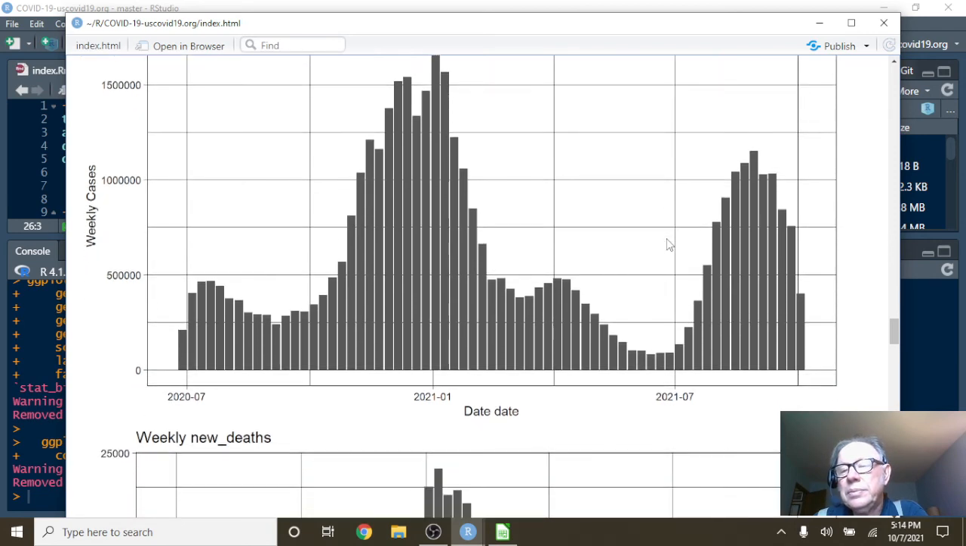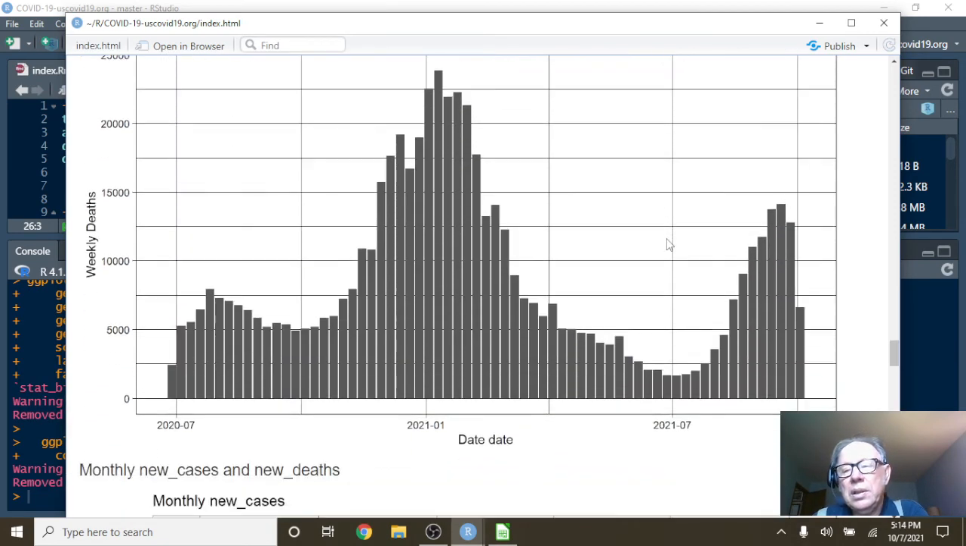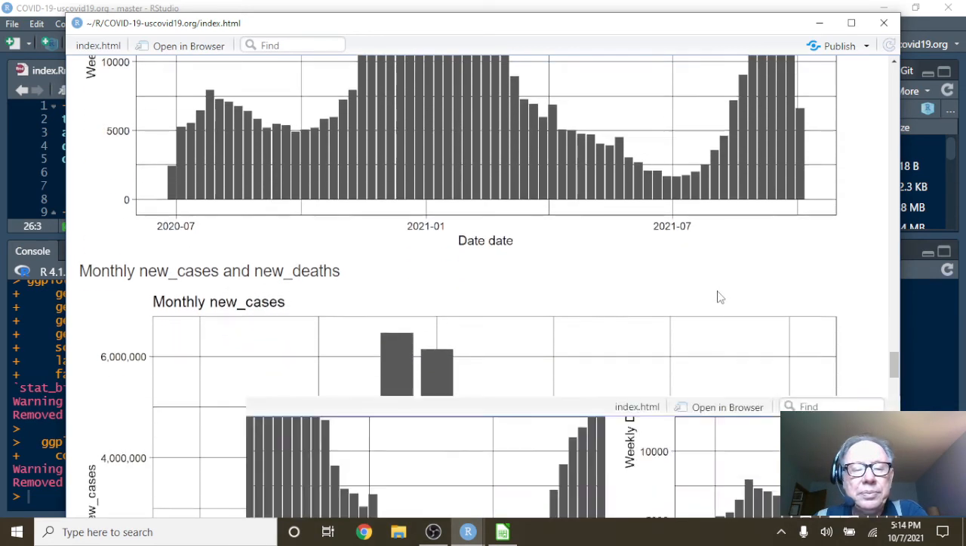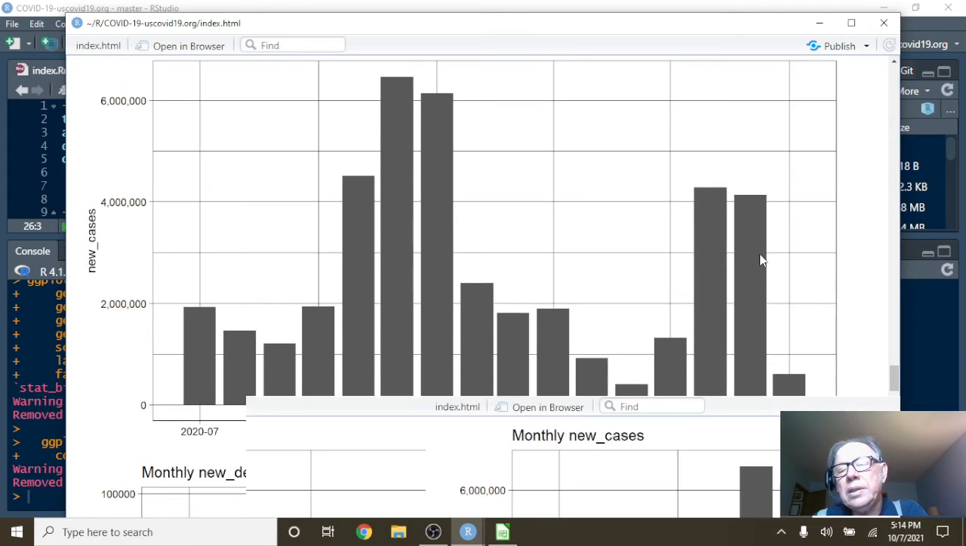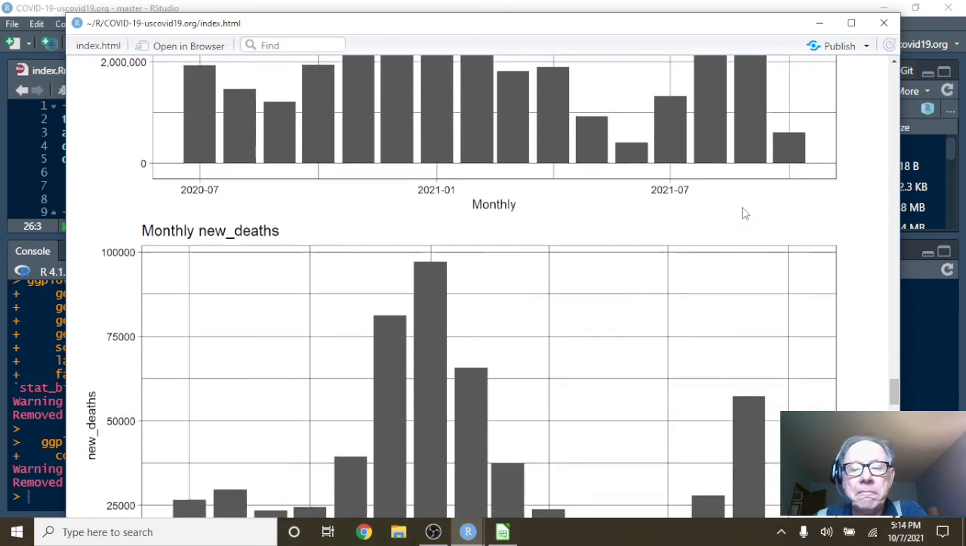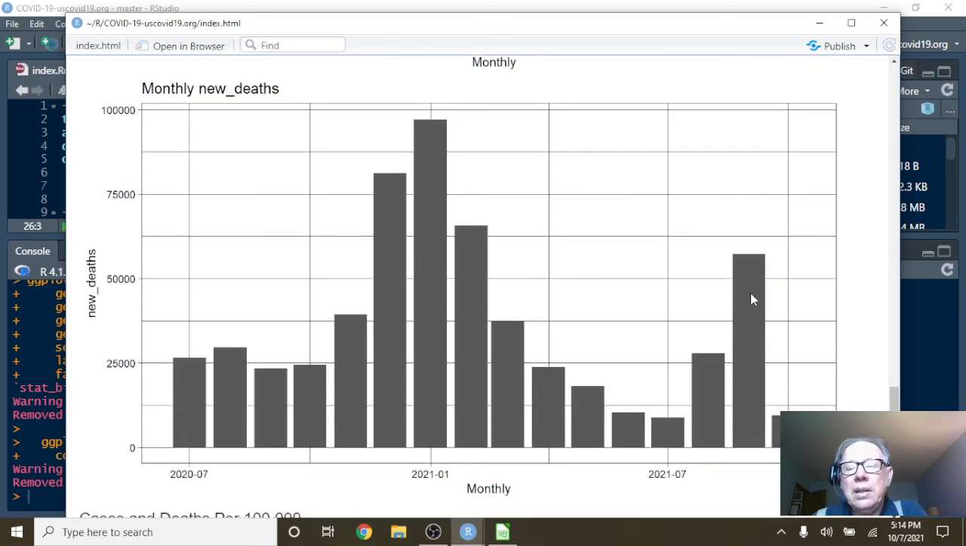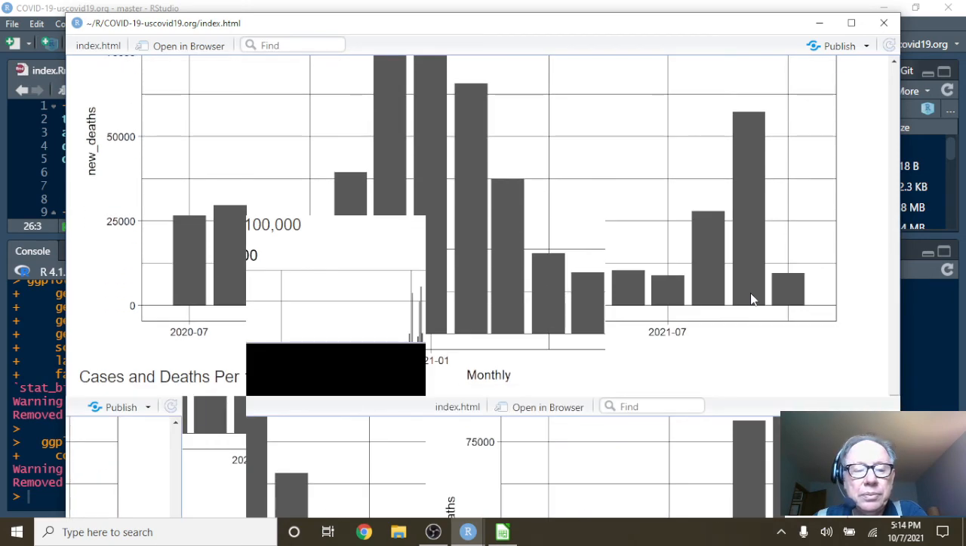Okay, in cases, how many of these deaths were caused by the Delta variant, and how many of these people were vaccinated? Look at monthly cases. Well, you can see August and September had the fourth and fifth most cases so far of any month. And unfortunately, September's deaths was the fourth most also.